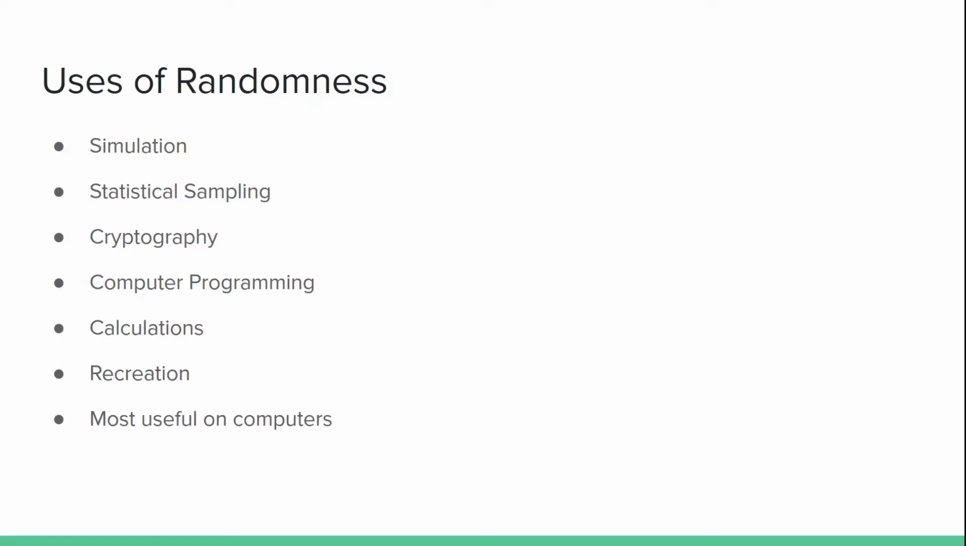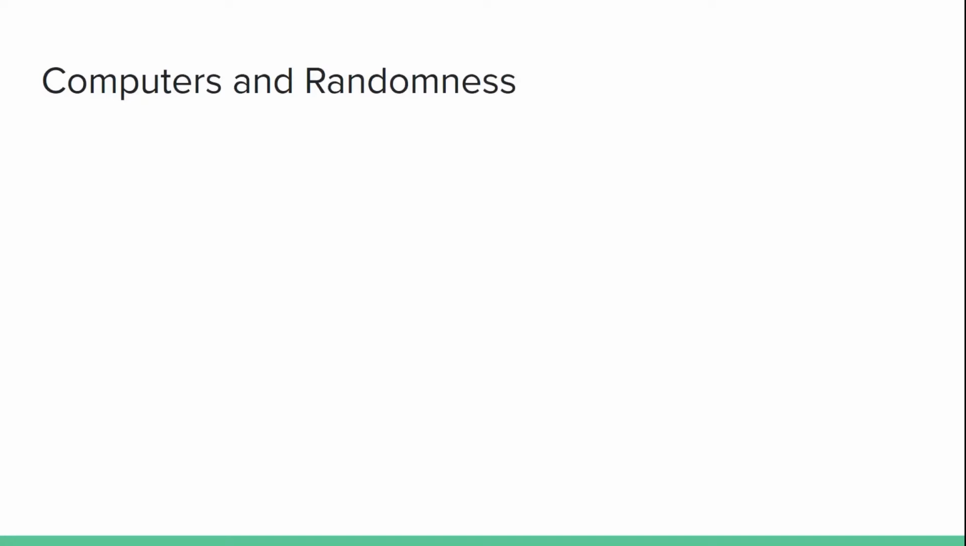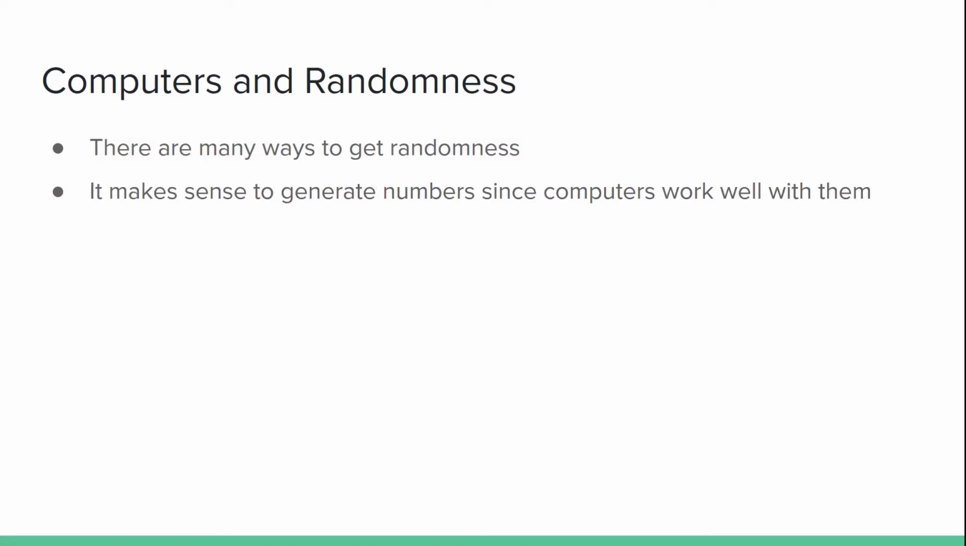However, notice that most of these uses of randomness are most useful on computers for us to use in calculations. And this leads us to our next question. How do we generate randomness on computers? Now, there are many ways to get randomness onto a computer, right? We can get randomness from a die, we can roll a die, we can hook it up to a Geiger counter. But those aren't really convenient ways of getting randomness. It makes sense that we want random numbers since computers will work well with them. But classical computers are deterministic, which means that it is completely predictable what the next number in the sequence will be.